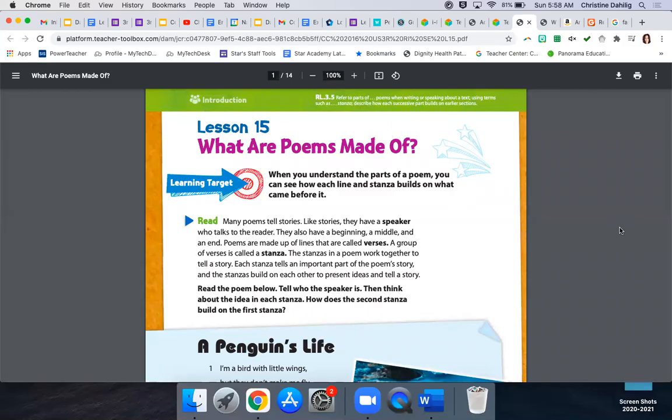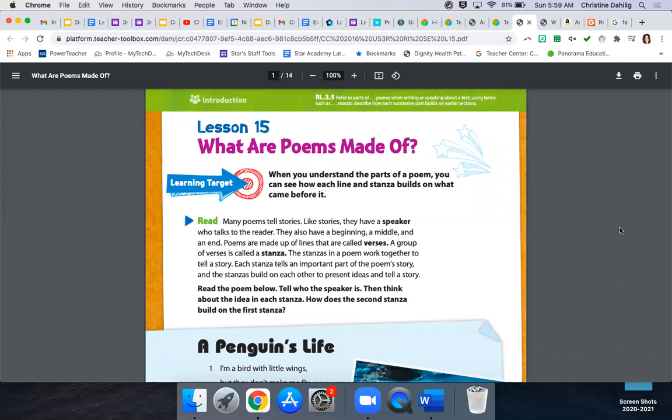Hi, everyone. All right, we are going to start lesson 15 in Ready Reading. What are poems made of? Today, we are going to be taking a closer look at pages 242, 243, 244, 245, and 247. So this week we are going to be reading and discussing poems and learning about their structures.